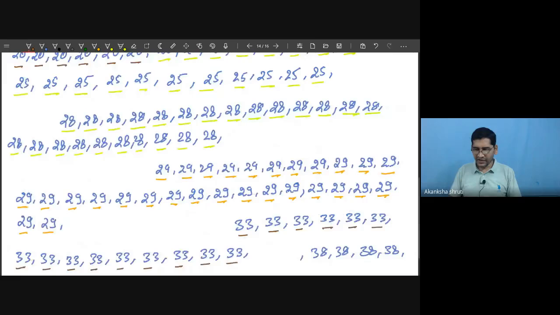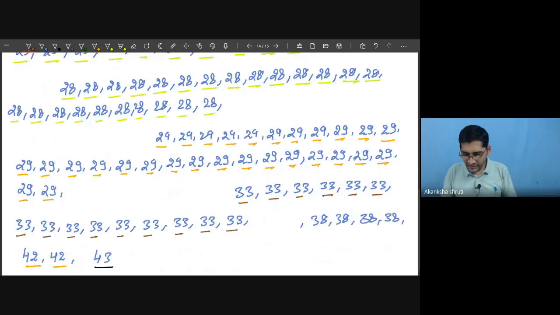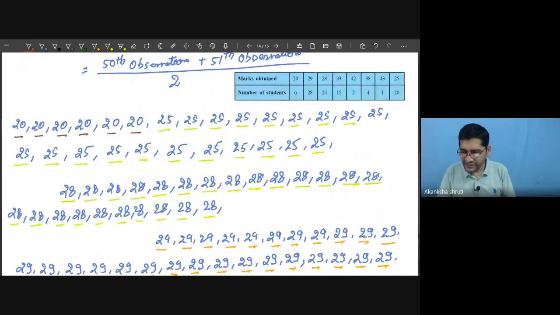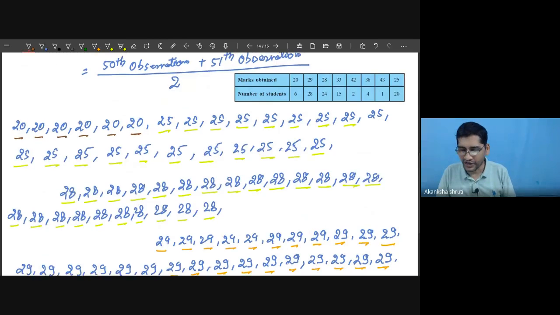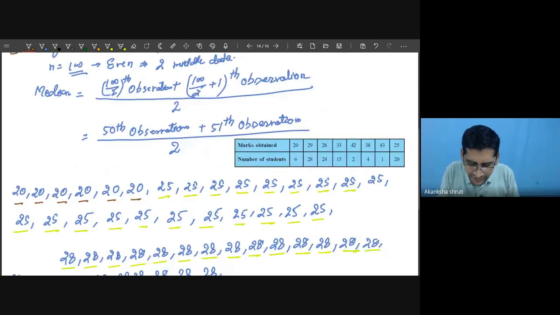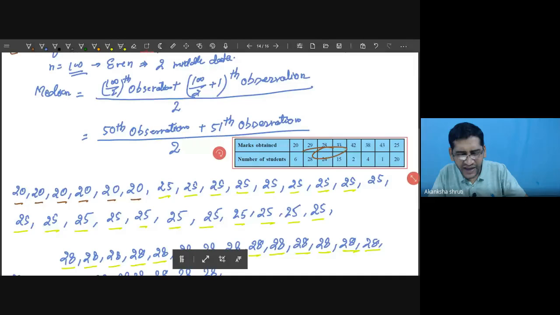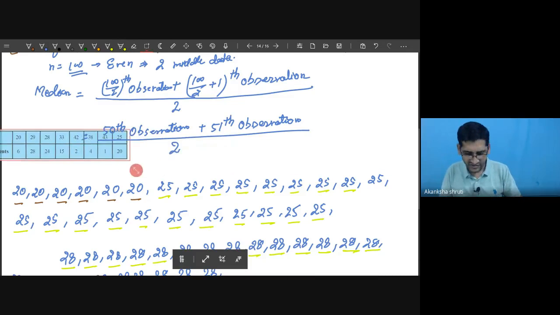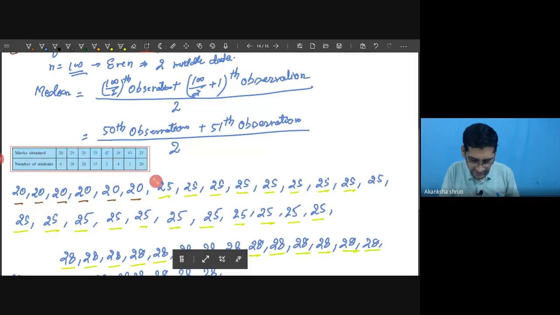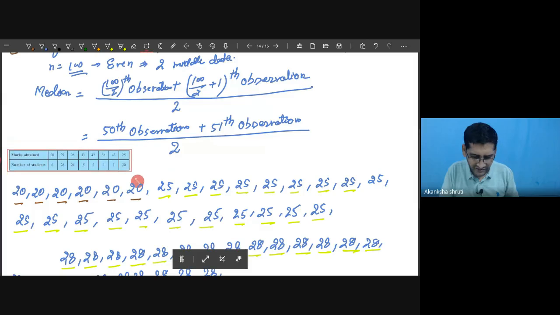Yes. Now students, these are the data that we have. The data we have written or rewritten in order. Now we have to observe the 50th observation and 51st observation. Then we have to add their values and put in this. This was the reference I have just taken.